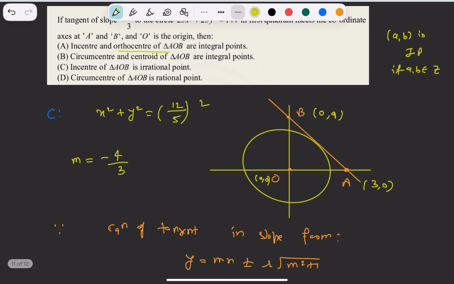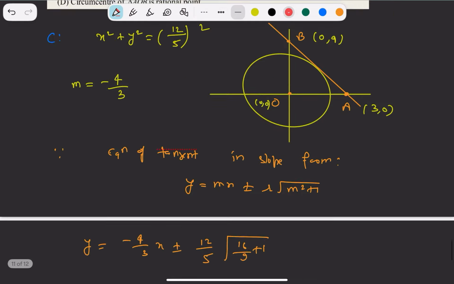So, I guess the orthocentre is quite obvious. Why? Because it is a right angle triangle, so the orthocentre will be at the origin itself, because at the origin we are having the right angle.